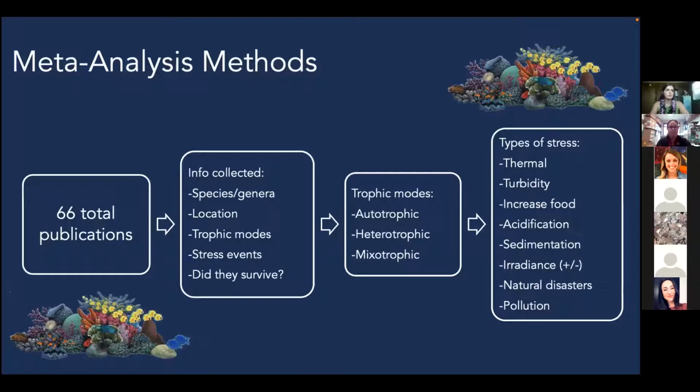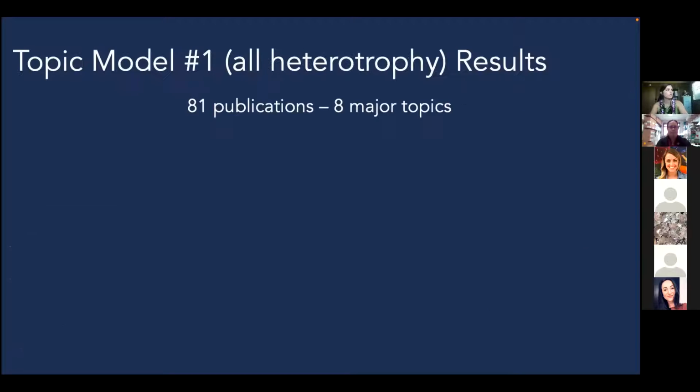Types of stress were thermal, turbidity, increased food, acidification, sedimentation, high-low radiance, natural disasters, and good old-fashioned anthropogenic pollution. All right, I'm gonna go back for the topic modeling, the first one. So all publications, 8 major topics.